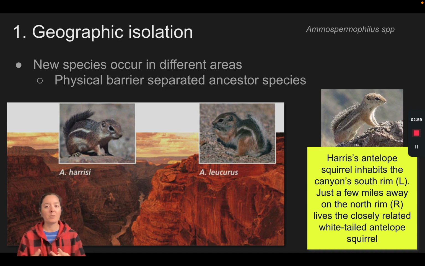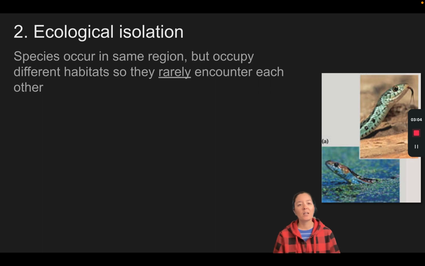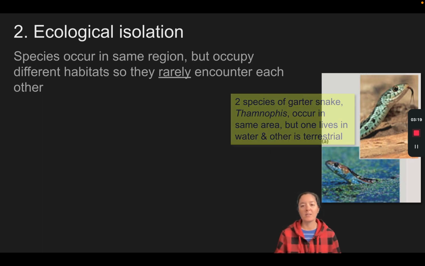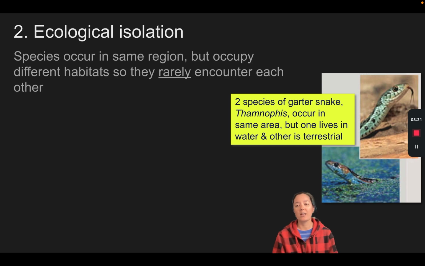A canyon, a mountain, an ocean, a river, whatever it is. The second one is called ecological isolation. So these species live in the same region, but occupy different habitats. So due to that difference in habitat of where they live, they don't often encounter each other. So this example, I have some snakes. We have 2 different garter snakes. They look very similar, they have a common ancestor, but their habitats are different.